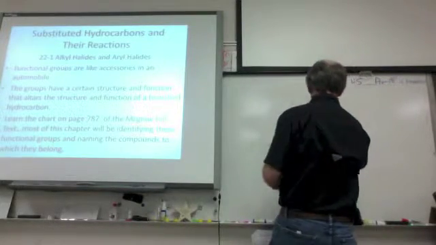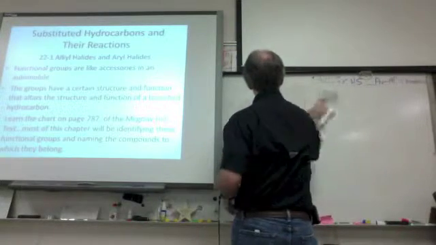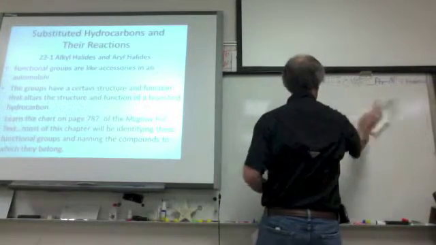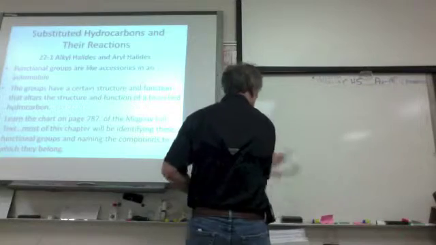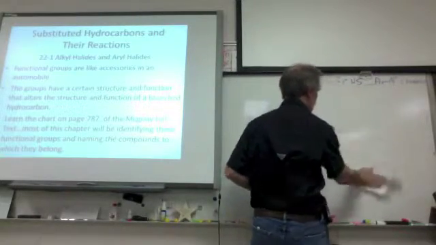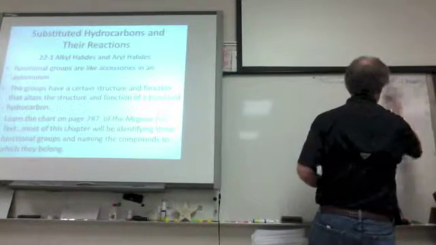So we're going to start, of course, we already talked about halocarbons in the last chapter, and the halocarbons are the compounds that have halogens from group 7A.